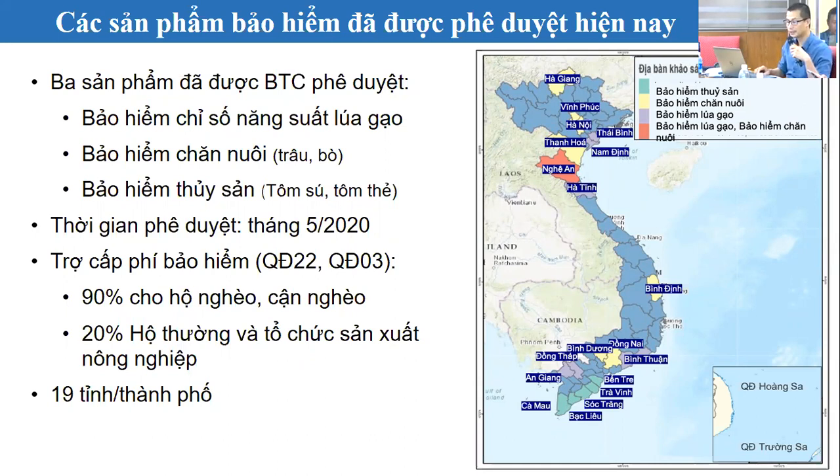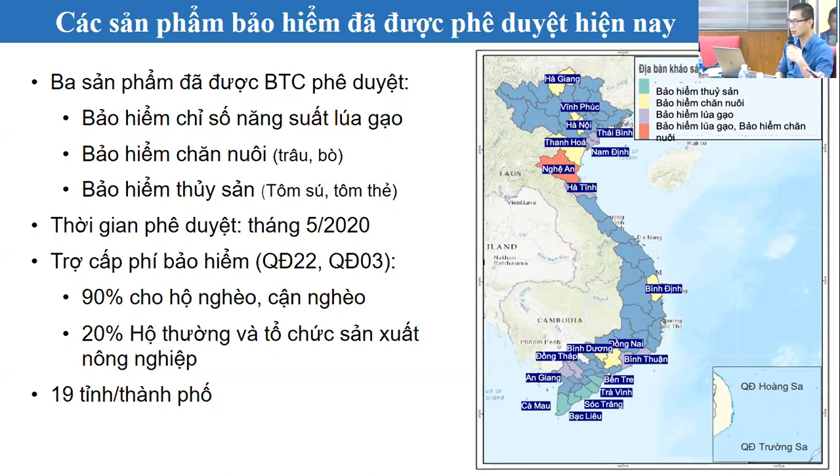Về trợ cấp phí, theo quyết định 22 của Thủ tướng Chính phủ năm 2019, mức trợ cấp này cũng chính là mức trợ cấp cho các sản phẩm bảo hiểm đã được phê duyệt hiện nay. Đấy là 90% cho hộ nghèo và hộ cận nghèo, và khoảng 20% cho hộ thường và các tổ chức sản xuất.